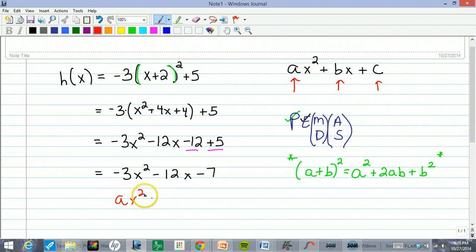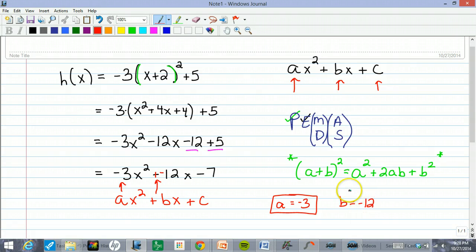ax squared plus bx plus c. So to answer the question, a is negative 3. Our b value, alright, let's change this to plus that. So our b is negative 12. And we're looking for a plus here, so we'll change that. Plus the opposite. c is negative 7. There you go.